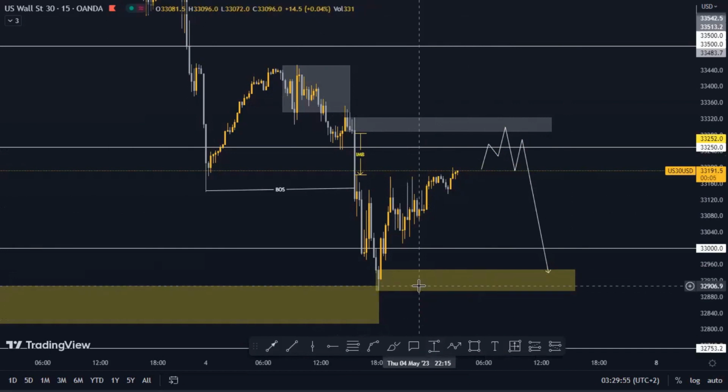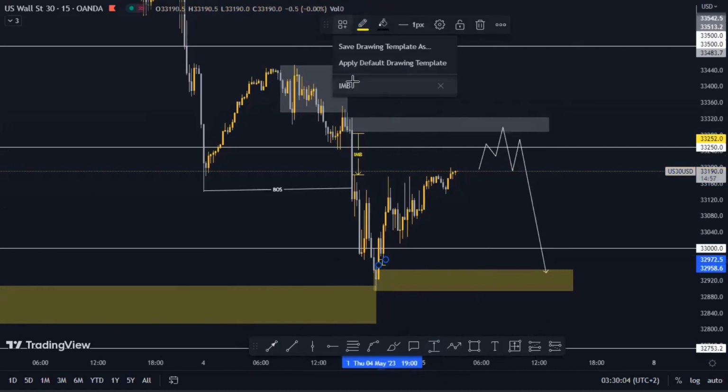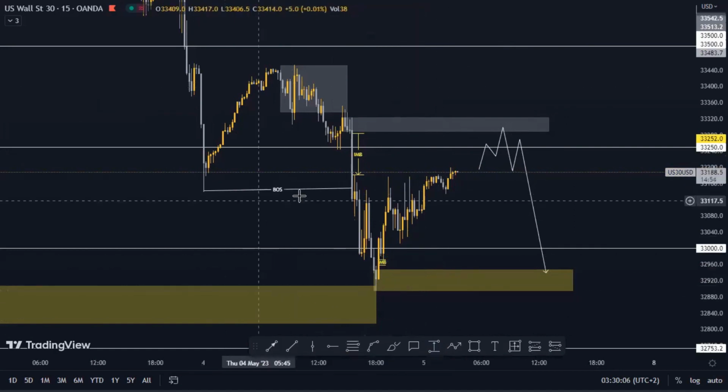Why am I taking profits here? Because of this area of demand, plus there is an area of imbalance here. So there's that area of imbalance that I expect the market to fill in.